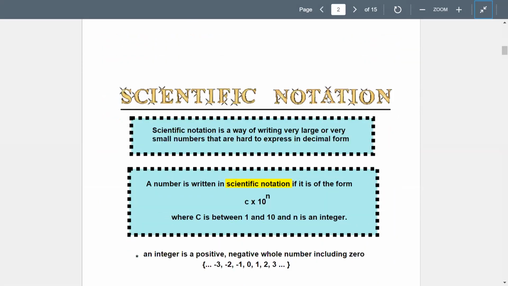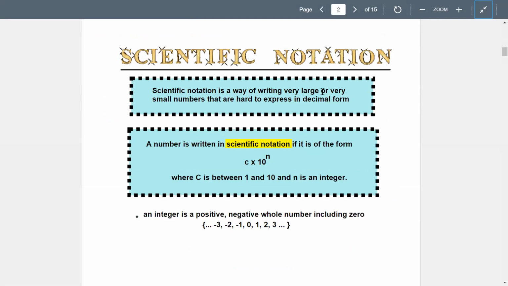So scientific notation. Again, this is not directly in the notes, but I just want you to note that scientific notation is a way of writing very large or very small numbers that are hard to express in decimal form. What we use this for in science is largely the small numbers, in chemistry and biology, when we're talking about the amounts of chemicals in a certain amount of fluid, or maybe the weight of a chemical. If we're talking about a small amount, it's going to be a really small weight.